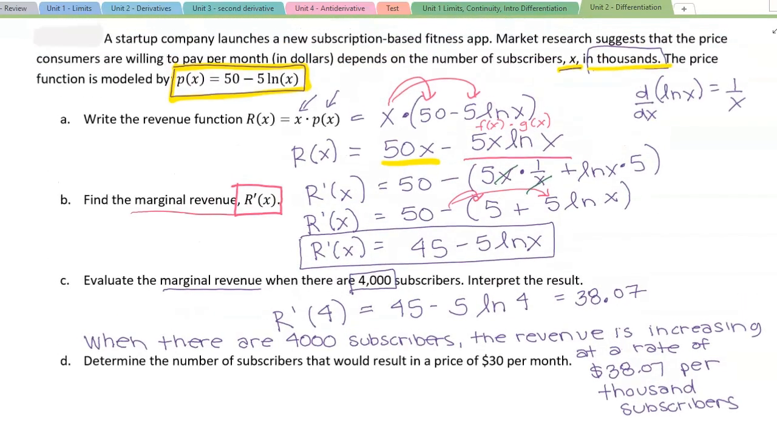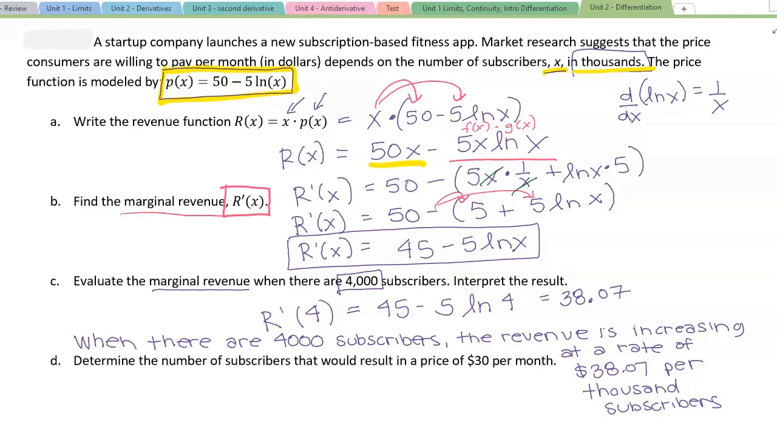The last question says, determine the number of subscribers that would result in a price of $30 per month. Now, the question is, which function do we use? Do we use the revenue? Do we use the derivative of the revenue, or something different? This says price. Determine the number of subscribers that would result in a price of $30. This is the price function up here. So we're going to solve for X if P of X equals 30.